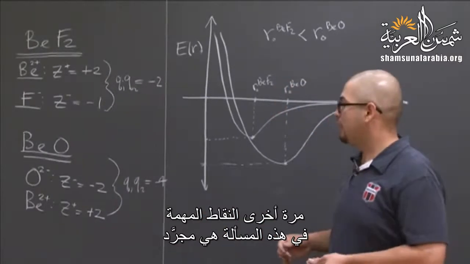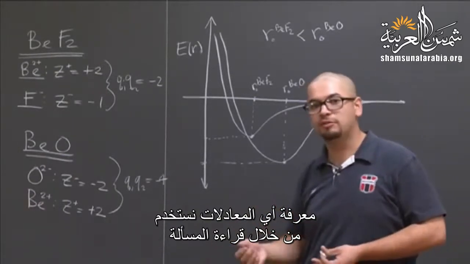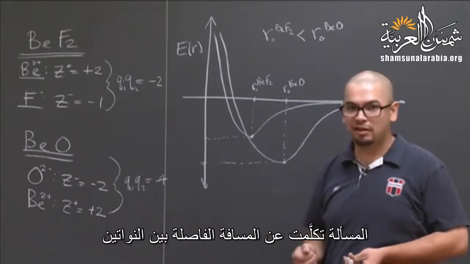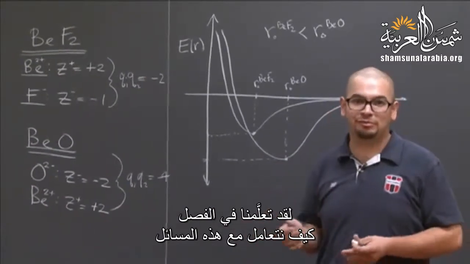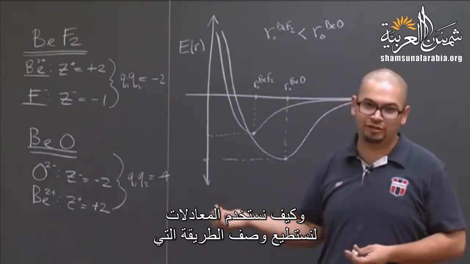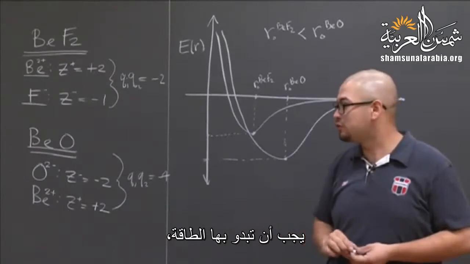If you were able to do this on the exam, you would have gotten full points, which is good. The key point about this problem is just knowing what equations to use by reading the problem. The problem talked about internuclear separation. Well, we've learned in class how to treat those problems and how to use equations to describe the way that the energy should look, which is a good visual.